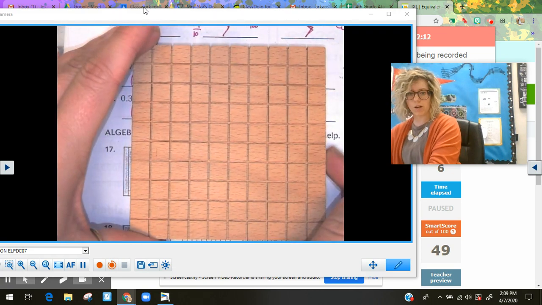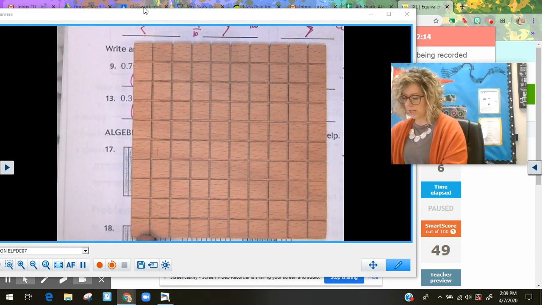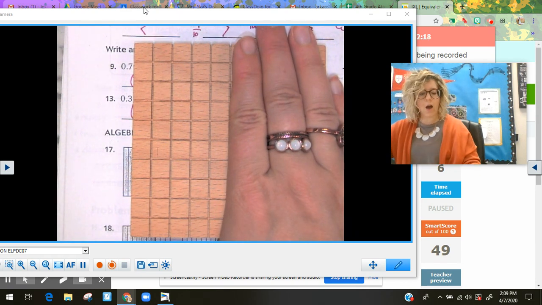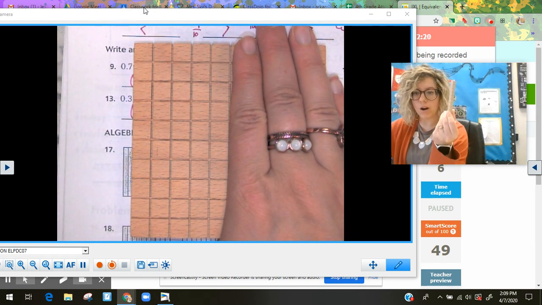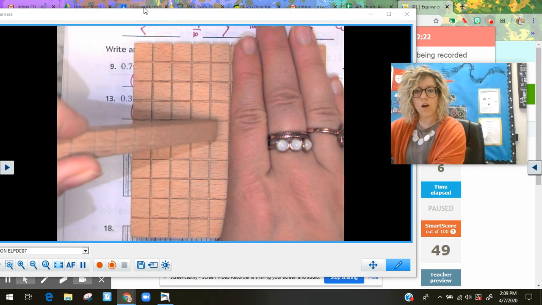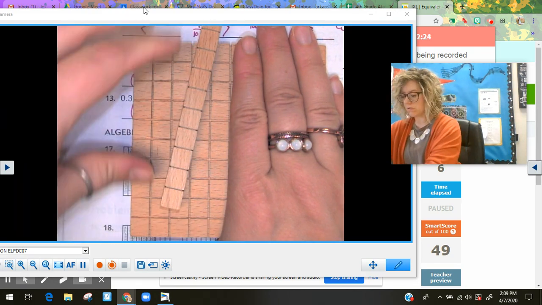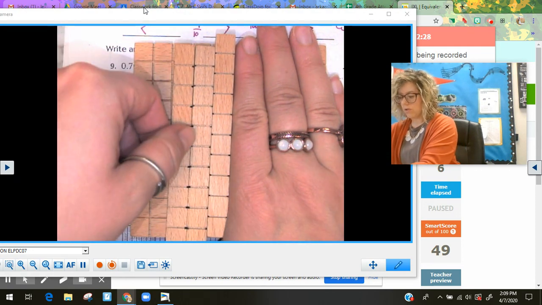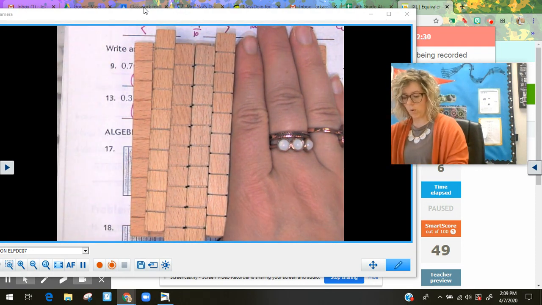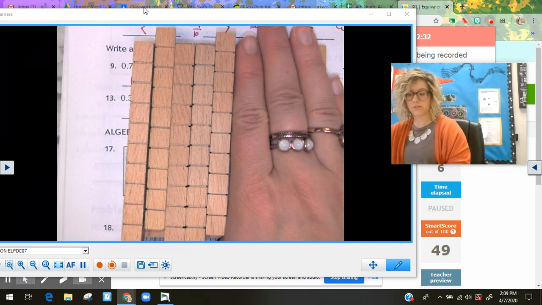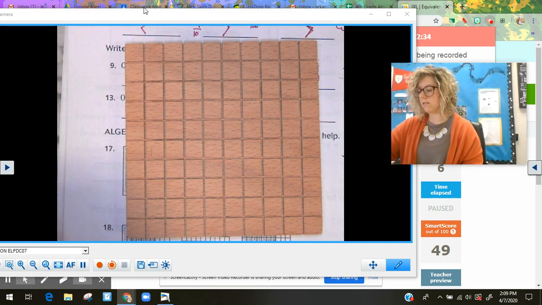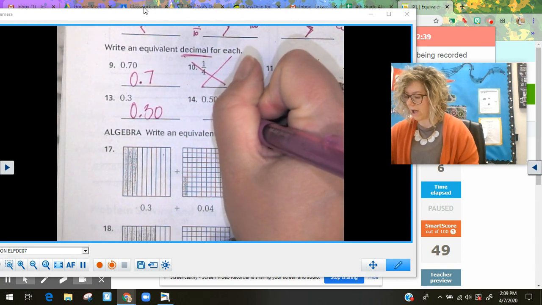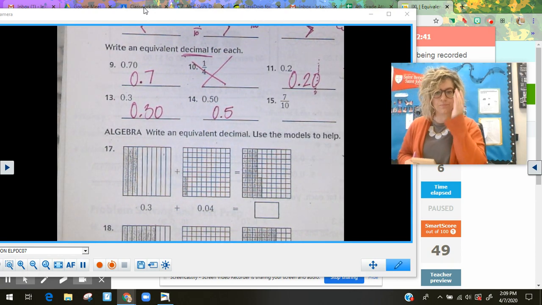All right, so here's my hundredths bar. 10, 20, 30, 40, 50. Cover that up. How many of these 1/10 bars will fit on 50 hundredths? 1/10, 2/10, 3/10, 4/10, 5/10. So 50 hundredths is also the same as 5/10.